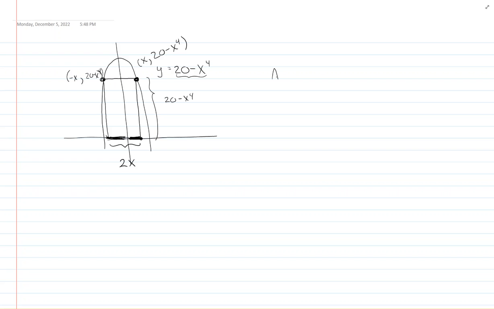We want to maximize area. Area is length times the width of the rectangle. The width of the rectangle is 2x, and the length is this 20 minus x to the fourth. That's how high it is. And it's as wide as 2 x's. If I distribute, I get 40x minus 2x to the fifth power. Multiply like bases, add the exponents.